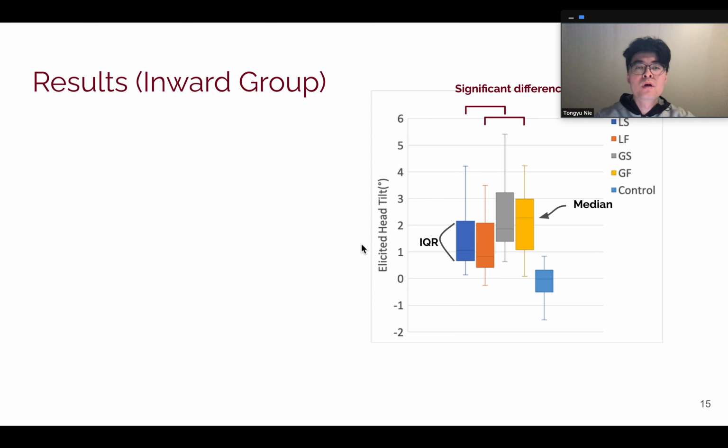On the other hand, tilt rate did not have significant impact on the elicited head tilt. Group LS and LF have no significant differences. So do GS and GF. So hypothesis 2 was not supported.